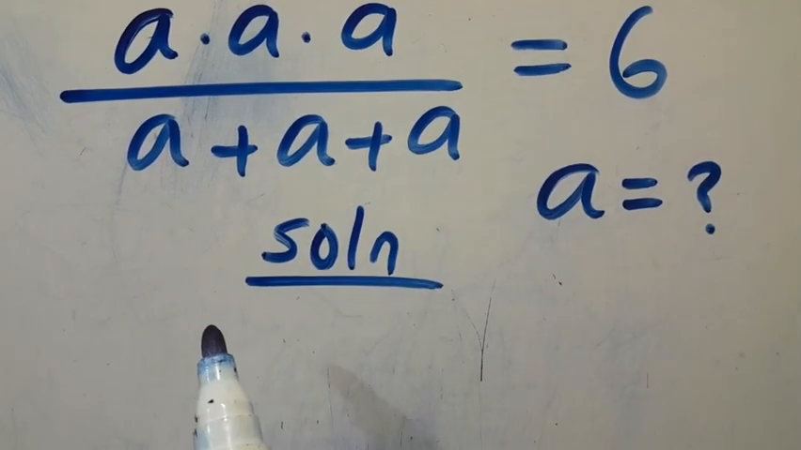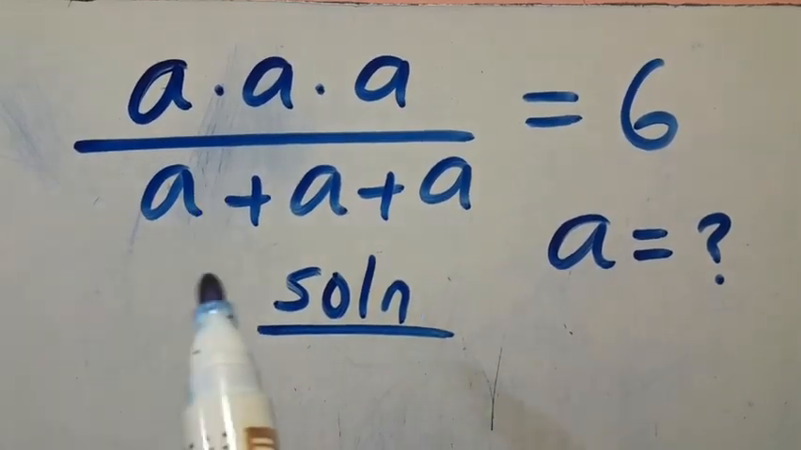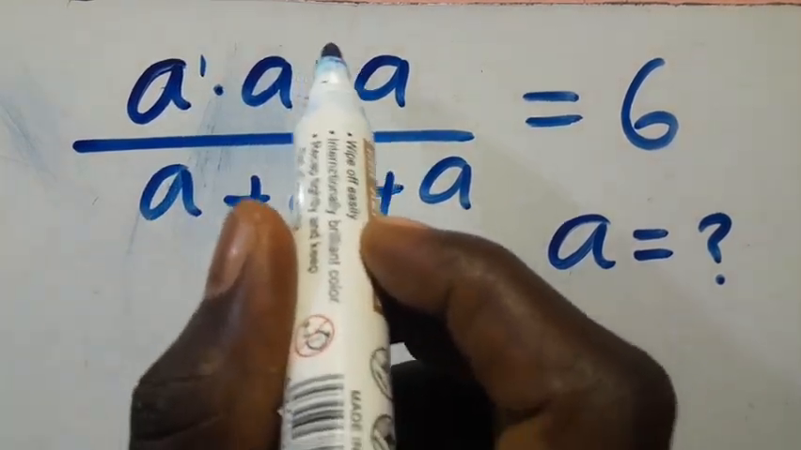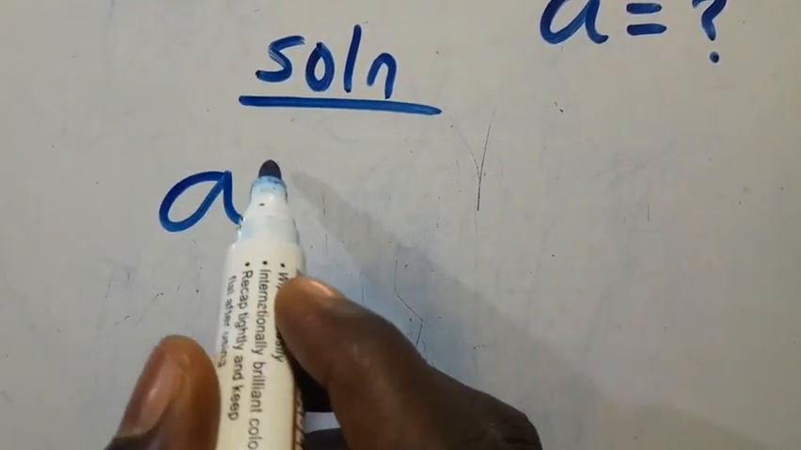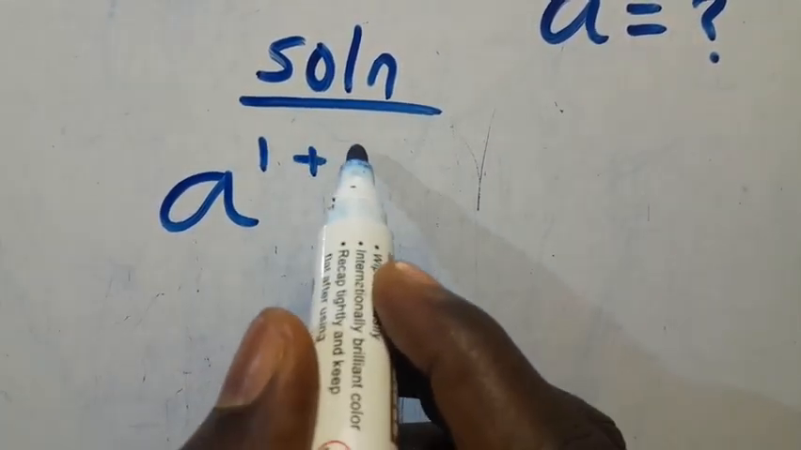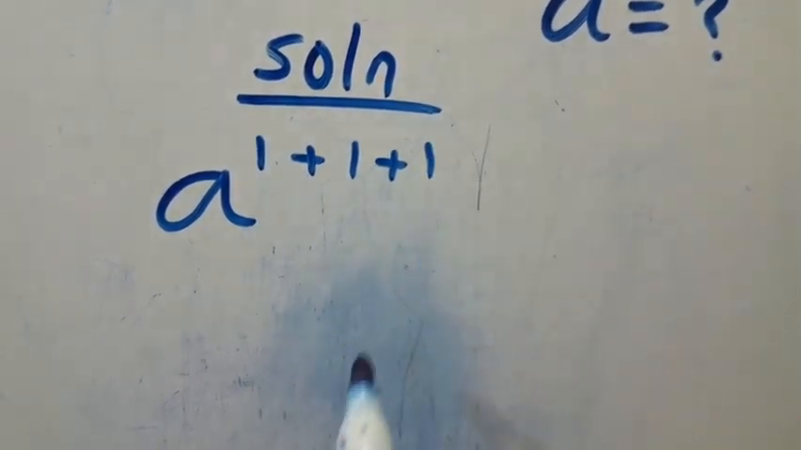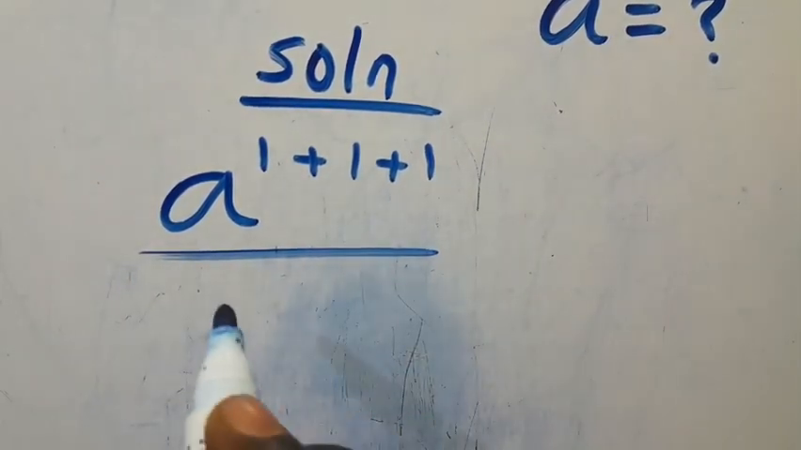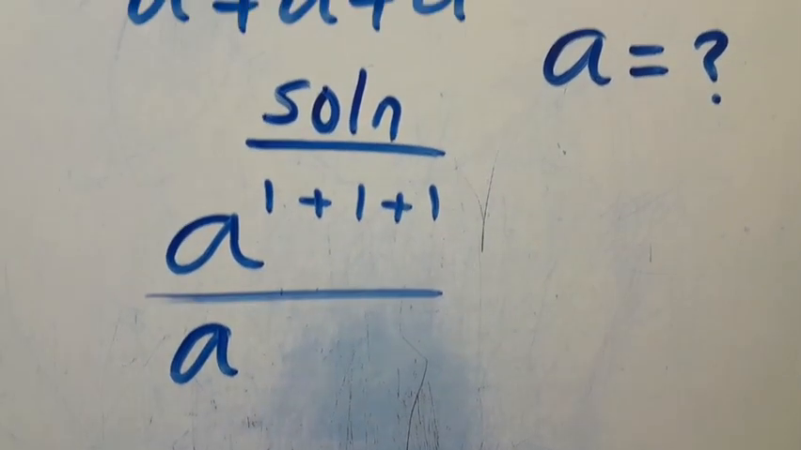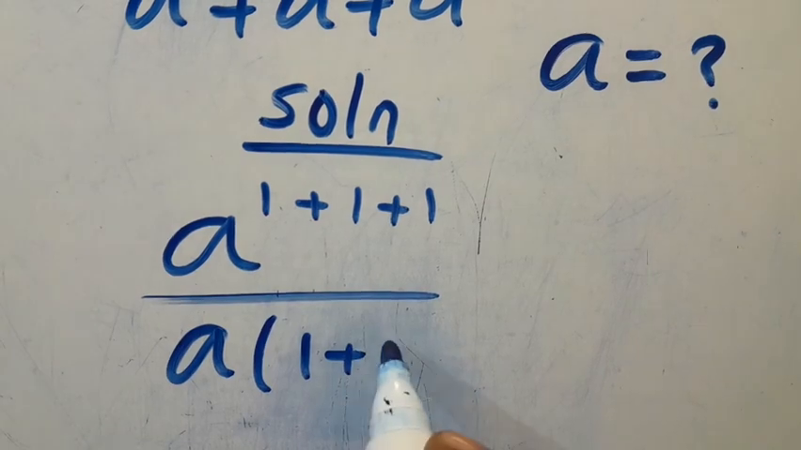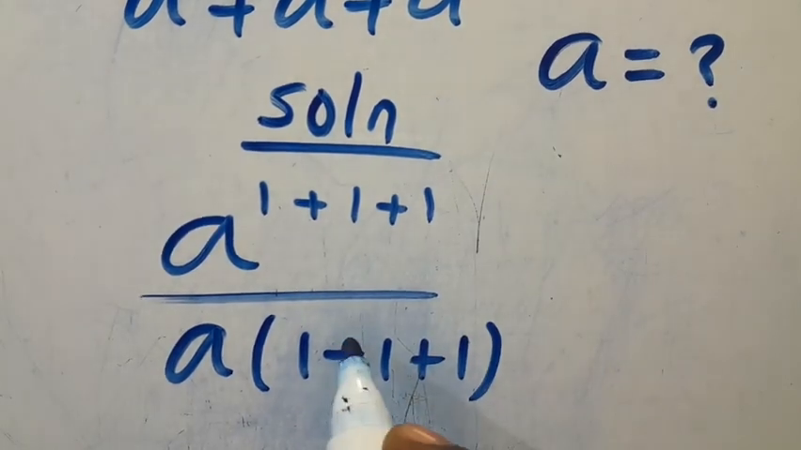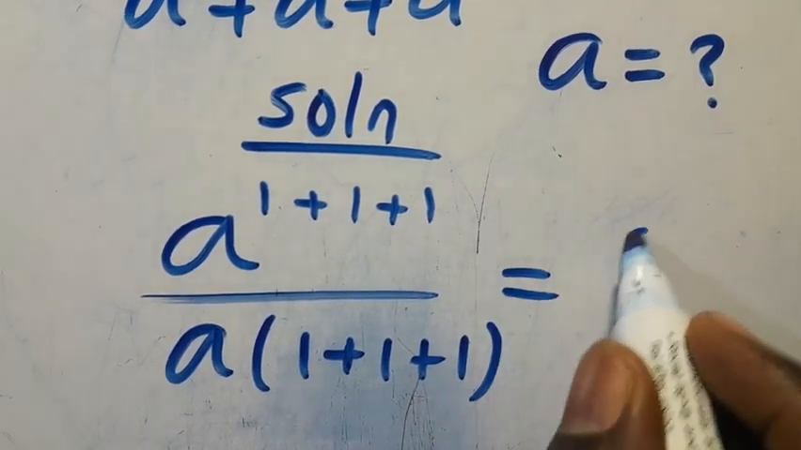So from here, we have A times A times A. This one has power 1. So we can have it as A to the power of 1 plus 1 plus 1, divided by A is common. We can factor it out here. Here will be 1 plus 1 plus 1. Then equals 6.